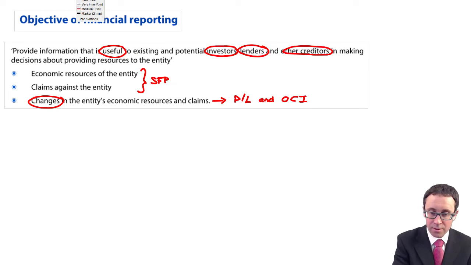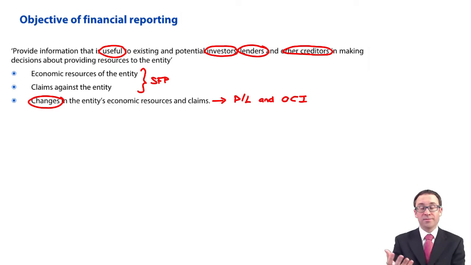Okay. So what we've got there is effectively the objective of financial reporting is to prepare a statement of financial position, a statement of profit or loss and other comprehensive income that gives useful information to the users, which are our investors, our lenders and our other creditors, our providers of finance.